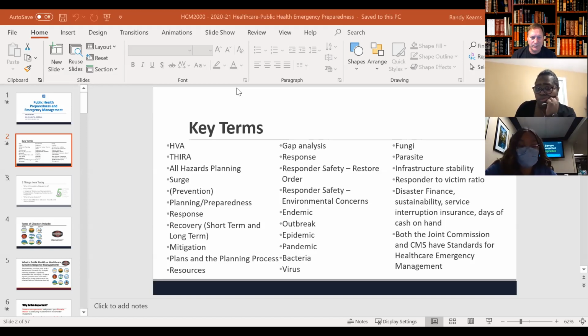Response, let me skip response. There's a couple of these I want to skip because I want to show you what it looks like in the slide so that you have a better understanding of it.